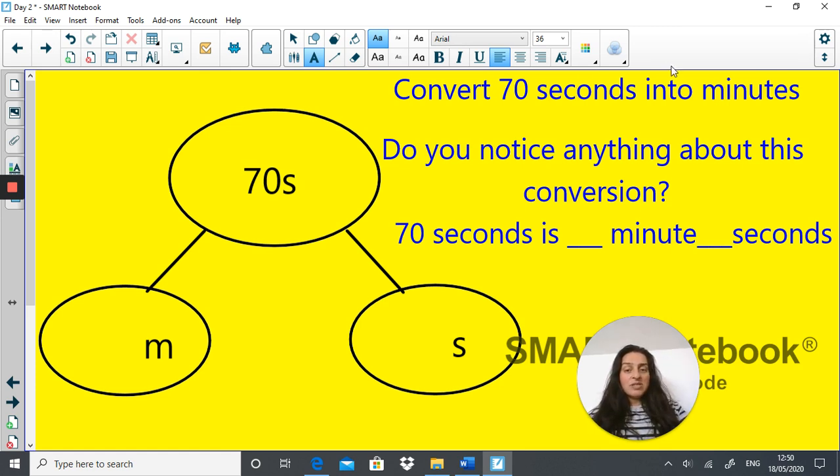So what you would do is 70 divided by 60, which is 1. So 60 goes into 70, that's 1 minute. And then you'll have 10 seconds, which are left over. Okay, so 70 seconds is the same as 1 minute and 10 seconds.